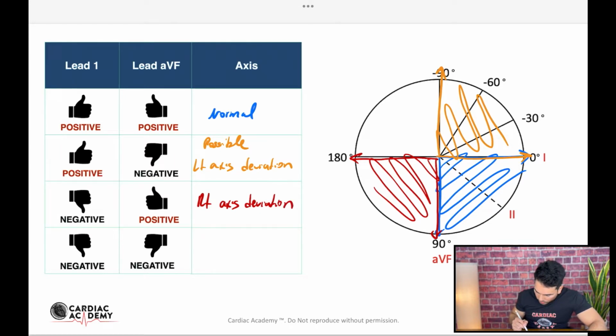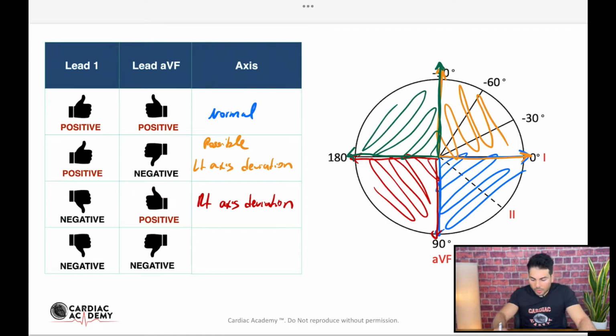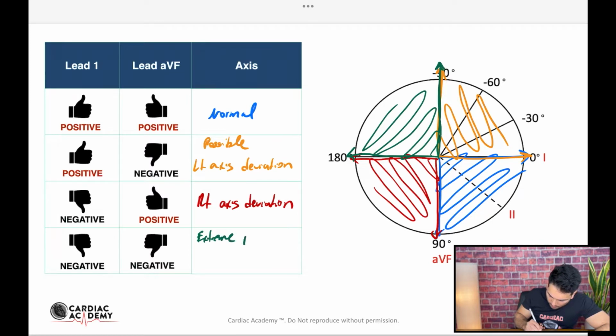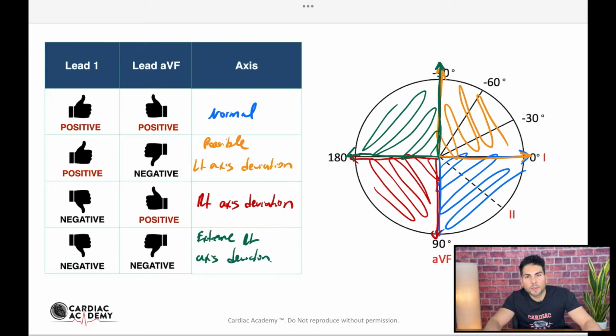And finally, let's choose another color. We have a negative deflection in lead 1, so it's looking away from it. And then we have a negative deflection again on aVF, so it's looking away from it. Sorry, so this is the negative deflection of aVF right here. And then a negative deflection at lead 1, looking away from it, just like this. Add those together, and what do we have? We have an extreme right axis deviation, okay? All right, very good.